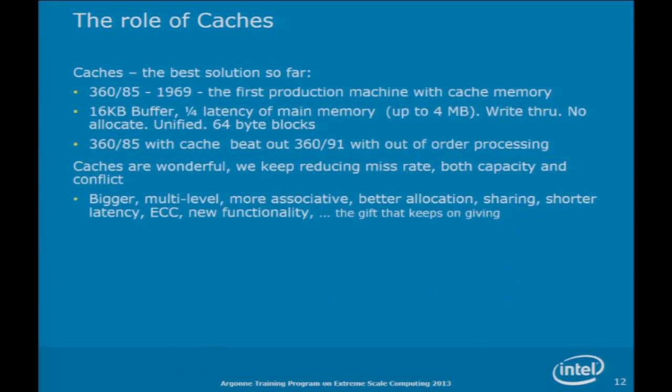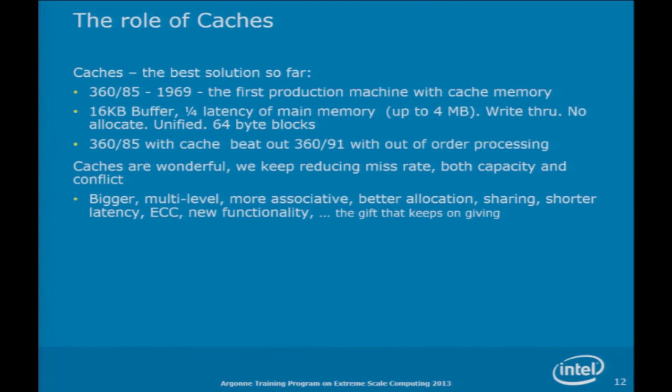Caches are a gift that just kept on giving. The first machine with cache that I'm aware of was an IBM machine, the 360/85, which came out in 1969. That was 25 years after von Neumann decided that this was obviously needed. And it had a 16K byte buffer, they call it, but it's really a cache. The first level cache nowadays is typically 32 kilobytes, so it's only twice as big as this one. But the next level goes up to 4 megabytes.